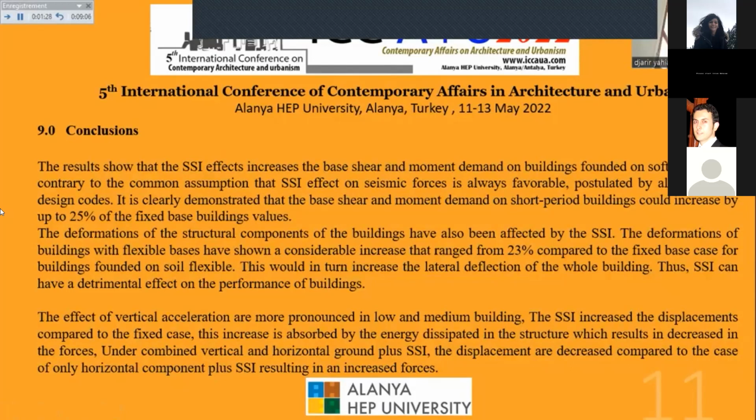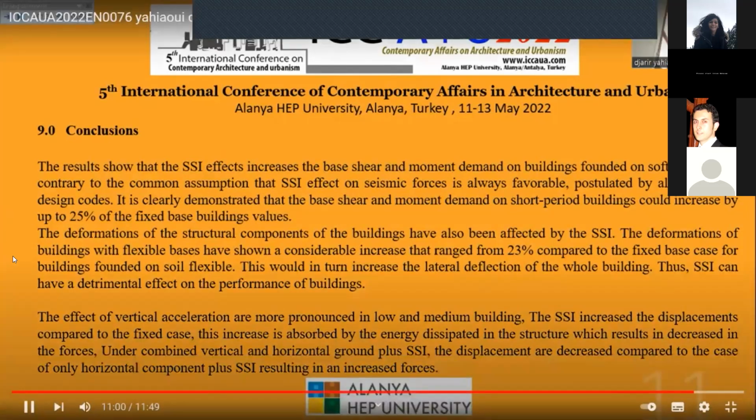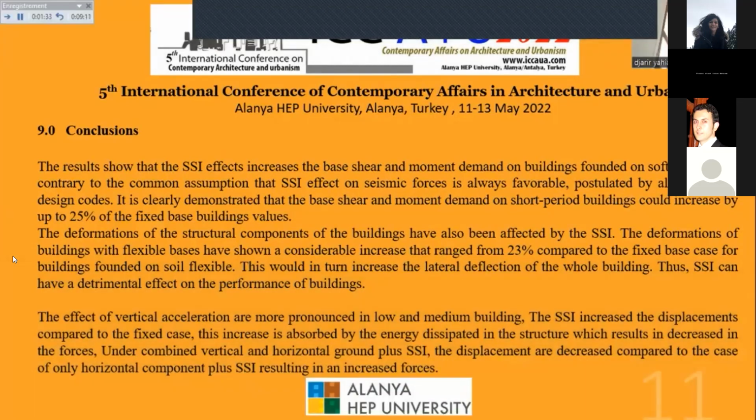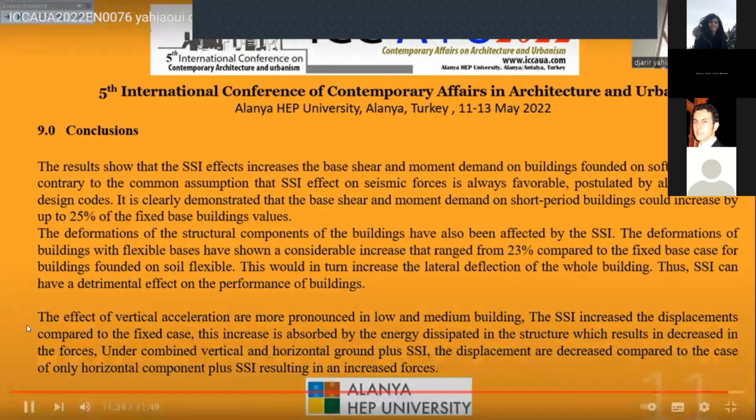The effects of vertical acceleration are more pronounced in low and medium buildings. The SSI increased the displacements compared to the fixed case. This increase is absorbed by the energy dissipated in the structure, which results in a decrease in the forces. Under combined vertical and horizontal ground motion plus SSI, the displacements are decreased compared to the case of only the horizontal component plus SSI, resulting in increased forces.